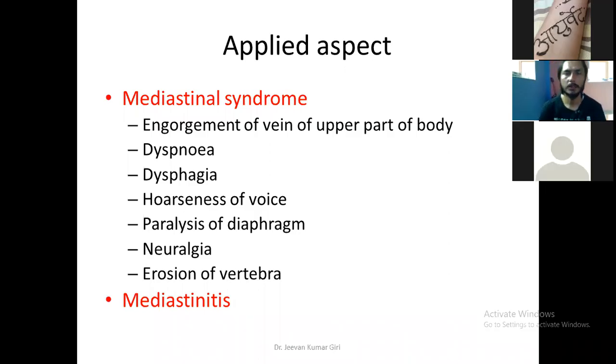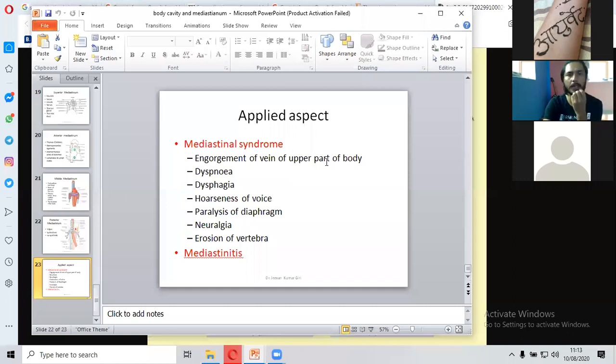Yes, sir. Okay. Now this is about the mediastinum. Now we'll go for the next topic, that is the pericardium and heart, which is our main topic. Okay, up to here.